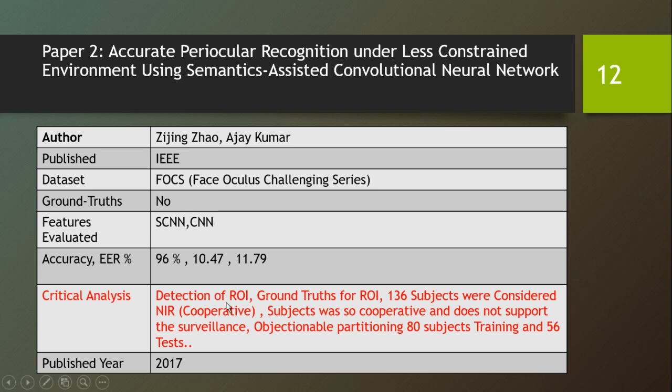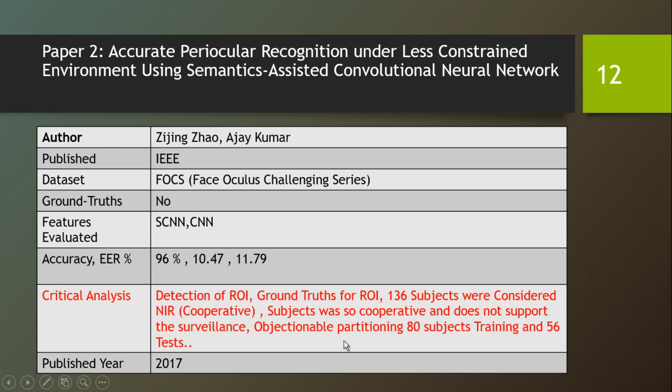I have also performed the critical analysis of this paper. Detection of ROI, ground truth detection of ROI was not reported. Ground truth for ROI was not available. Only 136 subjects were considered. NIR, near infrared images, and the subject was very cooperative, which means they have taken the images from very near distance and do not put those images to the surveillance.